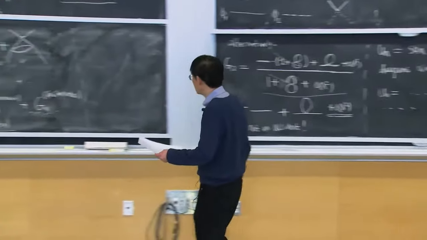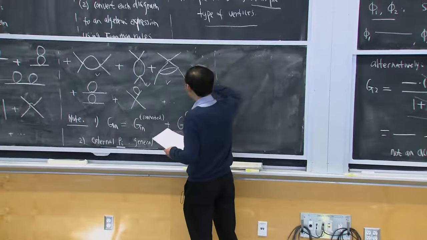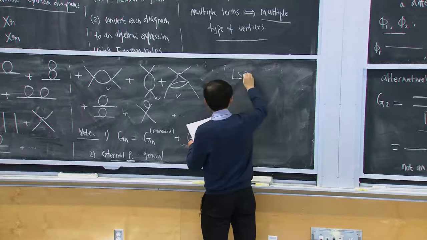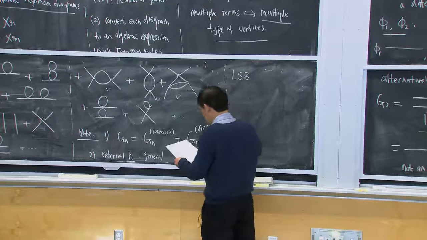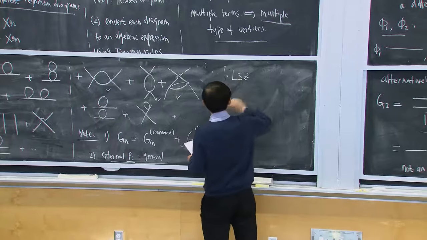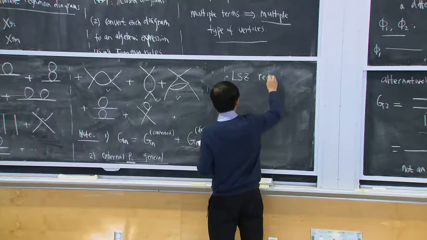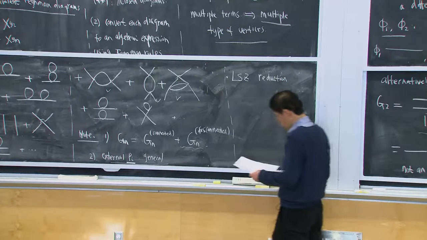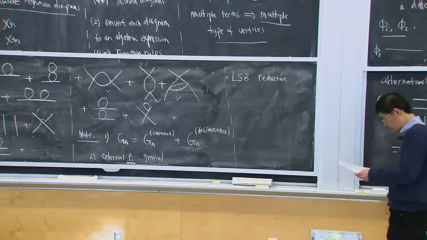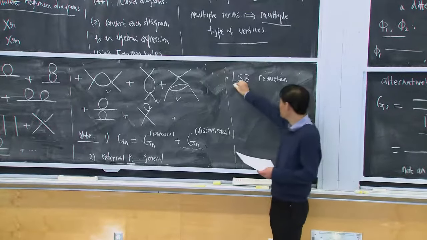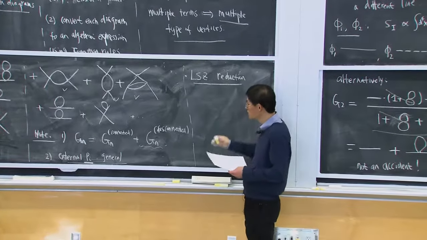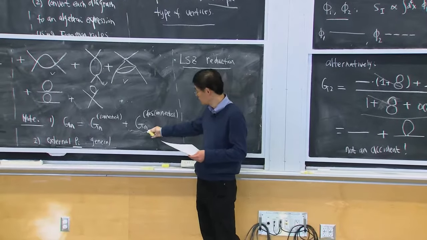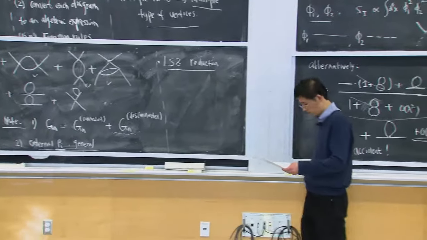Okay, good. So earlier we mentioned that there's this LSZ theorem, which tells you that the scattering amplitude can be obtained from these time-ordered correlation functions. So now let's go back to this LSZ story again and see how to actually obtain the scattering amplitude from correlation functions.